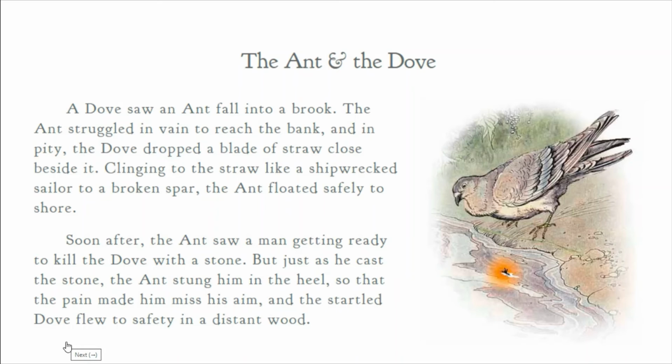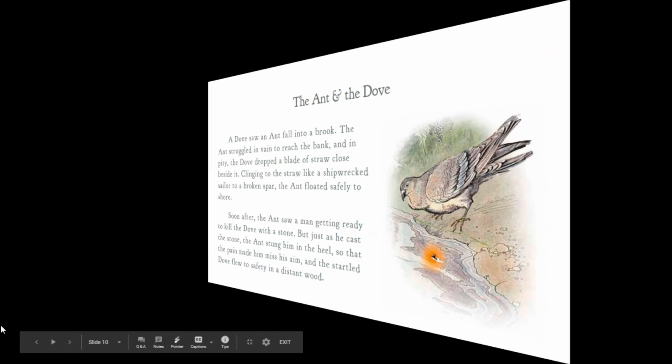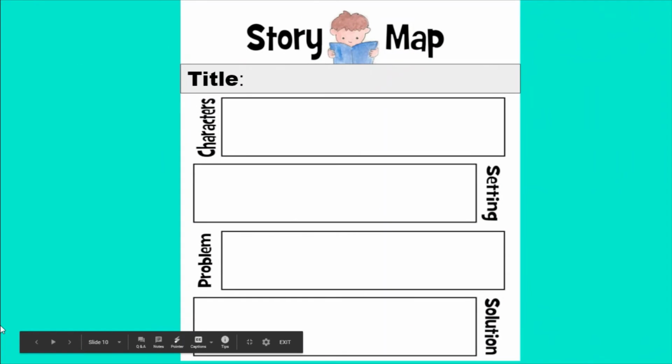Who is the new character that just got introduced? Yeah, a man, that's right. And the problem is that he is going to do what? Yes, he wants to kill the dove, right? And what was the solution to that problem? Well, the grateful ant saved her by stinging the man in the foot. Okay, very good. So there we have it. We have, friends, identified all of our story elements, right?